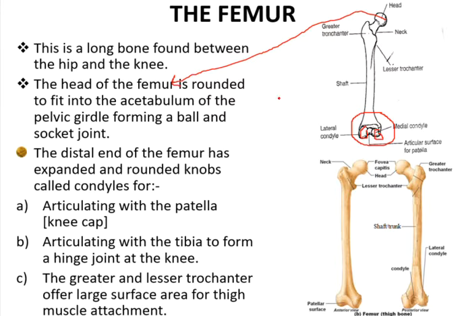Then this femur has what we call the greater and lesser trochanter. We have the greater trochanter here, and the lesser trochanter is here, which provide surface area for attachment of thigh muscles.